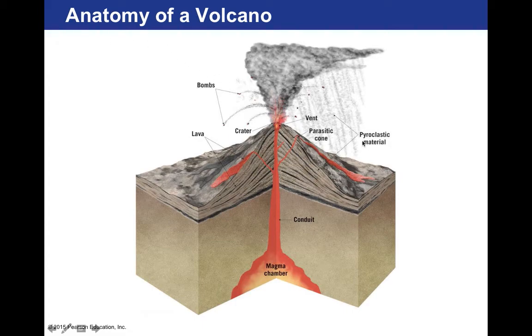You have right here a parasitic cone, where this is another way for lava to actually reach, or magma to reach the surface and then become lava as it comes down the side of the volcano.